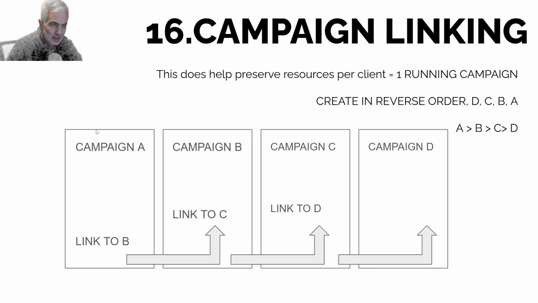Next, campaign linking. Basically, these are 4 campaigns that are linked. Campaign A, B, C, D. After A is done, it links to B. After B is done, it links to C. Automatically starts up. When I do them, I create them in reverse order so that when I get to C, D is already made. When I get to B, C is already available. Basically it.